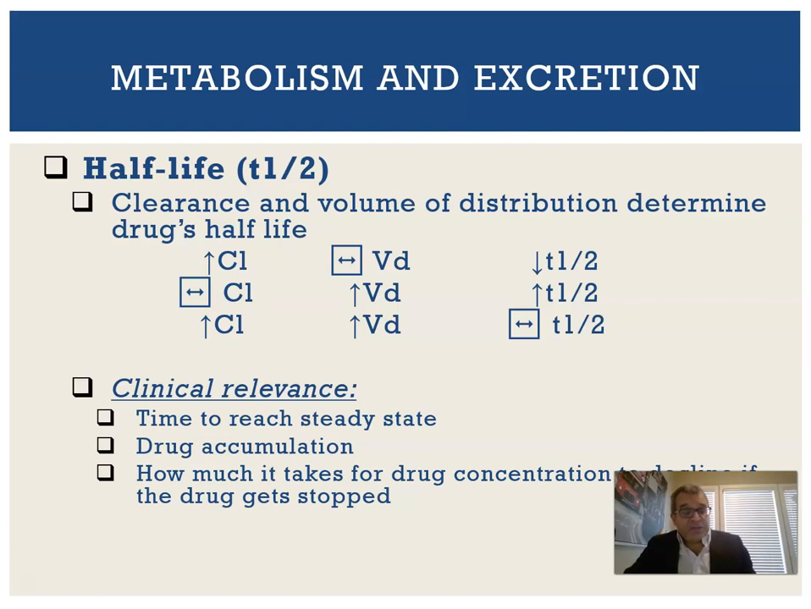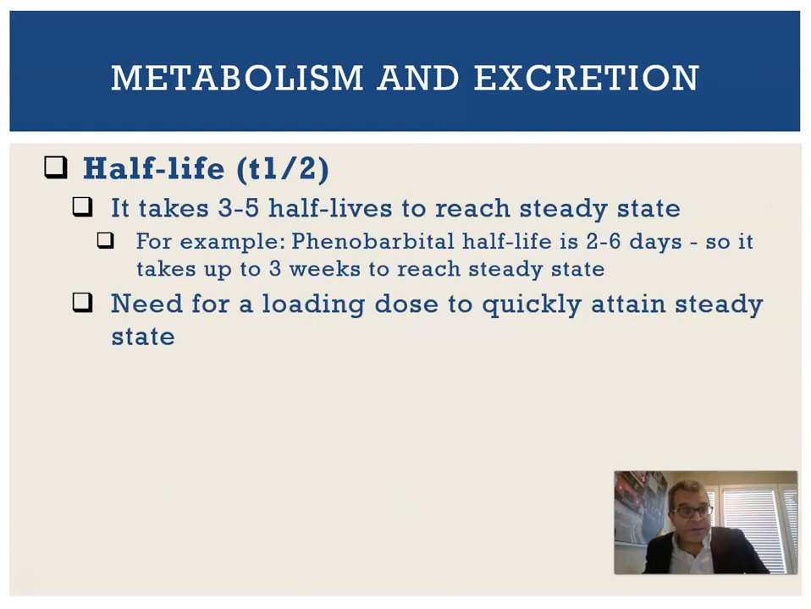It also helps with drug accumulation, and helps you determine how long it takes for any drug concentration to decline if the drug gets stopped. Usually it takes around 3 to 5 half-lives for the drug to get out of the system. So 3 to 5 half-lives to reach a steady state, and 3 to 5 half-lives to get out of the system. An example is phenobarbital. It has a half-life of 2 to 6 days, so if you start dosing it, it takes up to 3 weeks to reach steady state. Phenobarbital really needs a loading dose to quickly attain the steady state concentration.